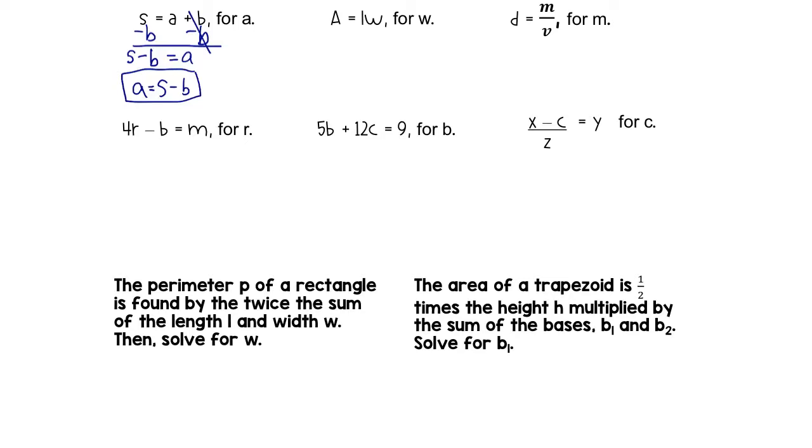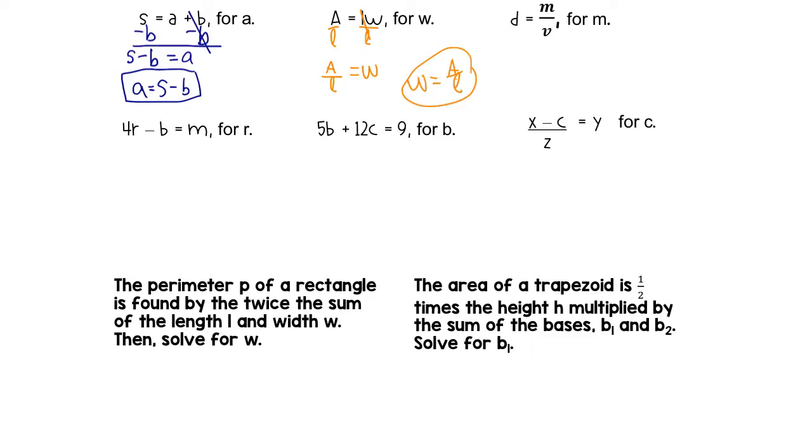Next one, A equals L times W. For W, we want to get W alone. Well, it means we have to move L out of the way. L is multiplying with W, so the opposite of multiply, divide. So we're going to divide both sides by L. A divided by L, I can't put those together, so they're just going to stay separate. A divided by L, and that equals L over L cancels out, so that equals W. Our answer is W equals A over L.